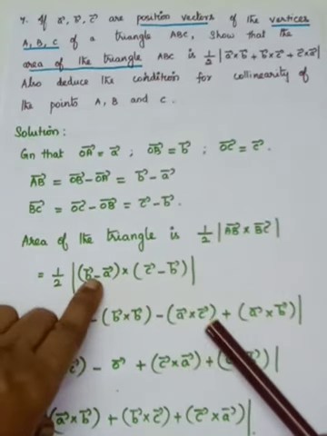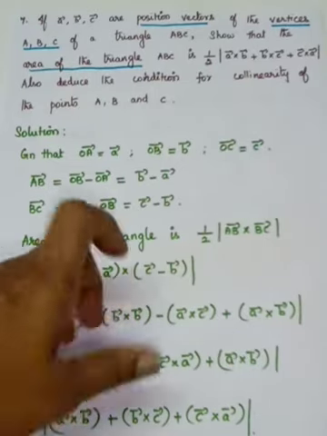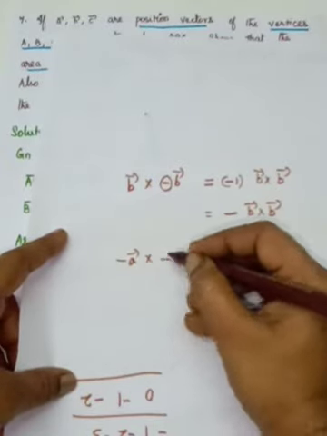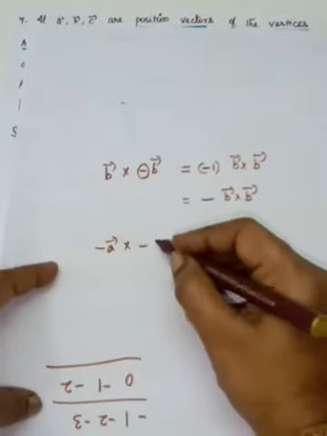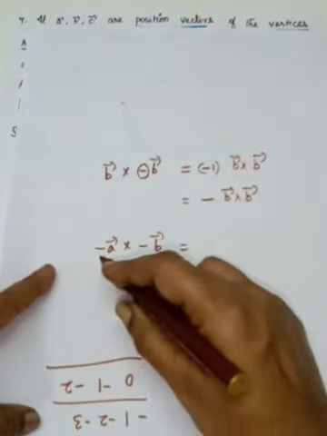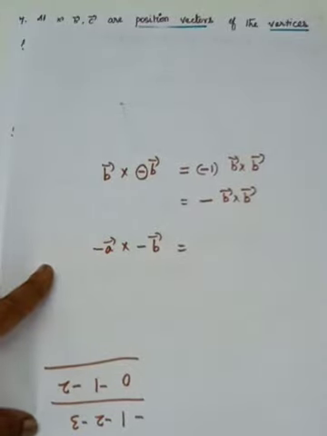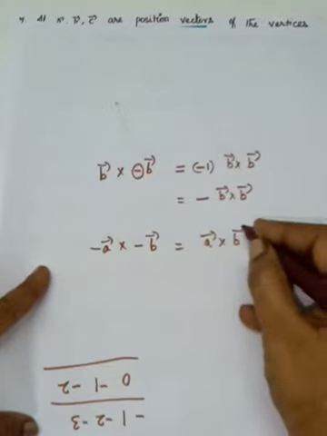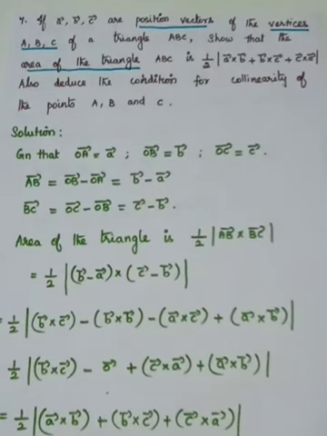And the next one, minus A vector cross minus B vector. So here minus A vector cross minus B vector, you will have minus minus, that is minus 1 into minus 1. It's a constant. So minus 1 into minus 1 is plus 1. Therefore you will get A vector cross B vector. We didn't change the order of the vectors. We multiply the constant. So you are getting the 4 results.